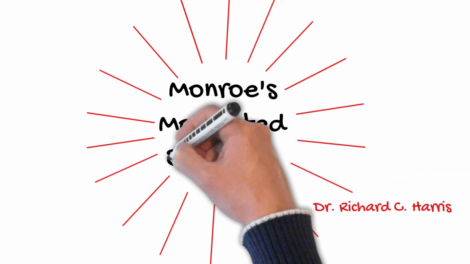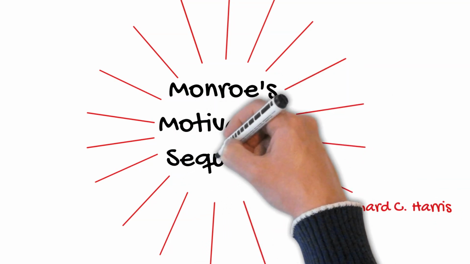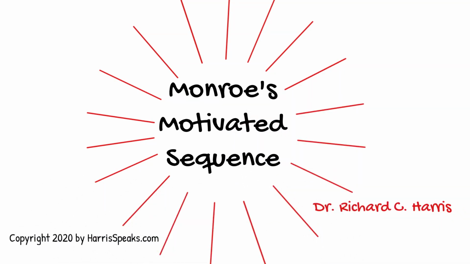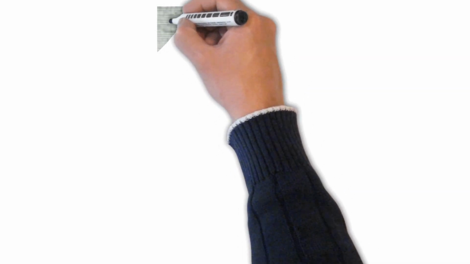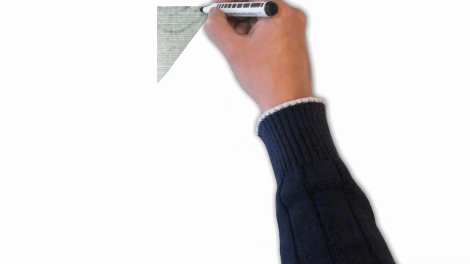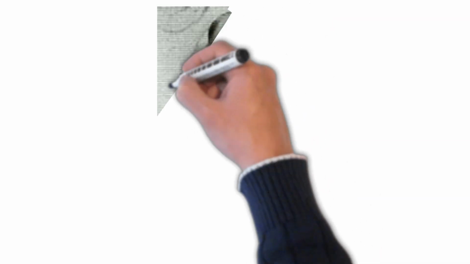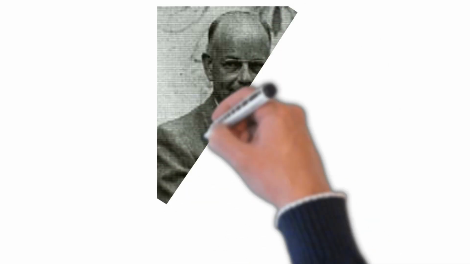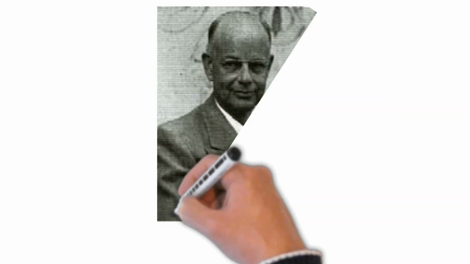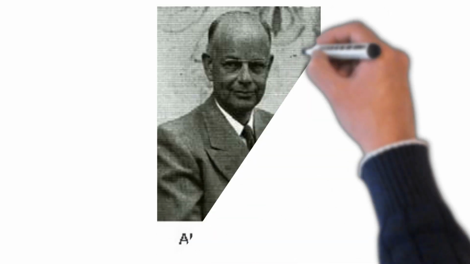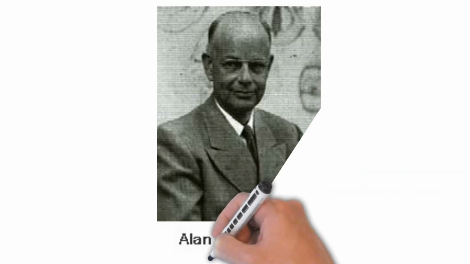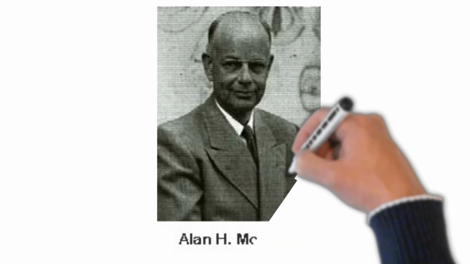Monroe's Motivated Sequence. Monroe's Motivated Sequence is a speech organization pattern devised for persuasion by Alan H. Monroe of Purdue University. Dr. Monroe popularized this model of persuasion while chairing the communication department of Purdue in the 1930s. Not only is it useful for designing persuasive speeches in which you want your audience to take a specific action, it will also be found in almost every commercial, advertisement, and self-help book you will ever see.